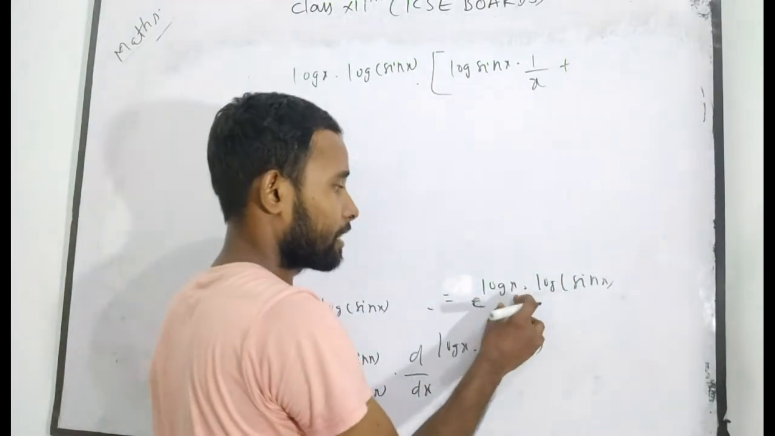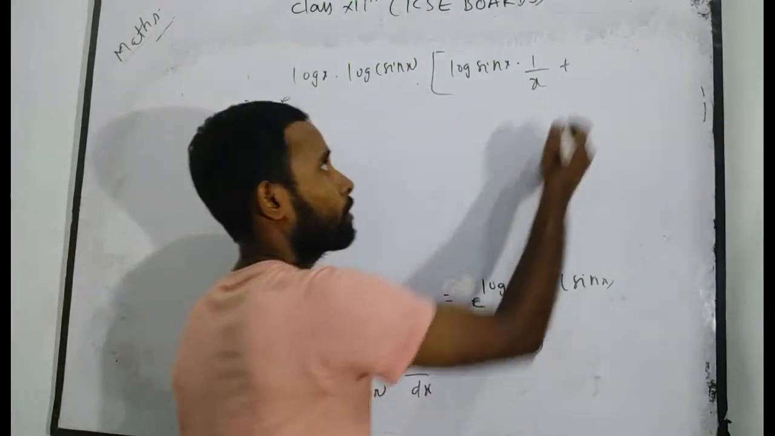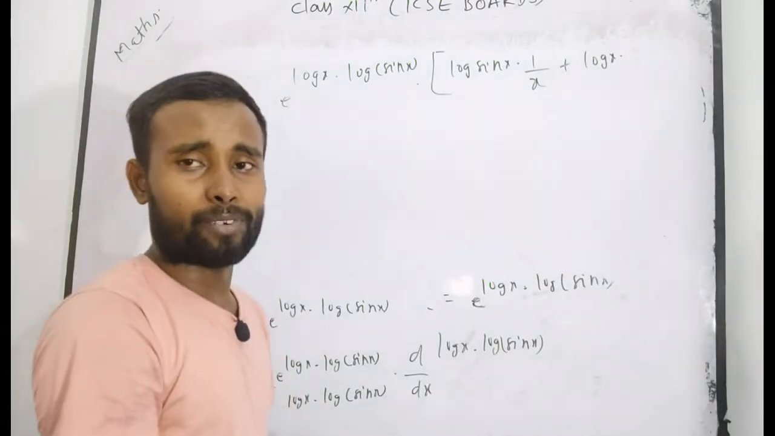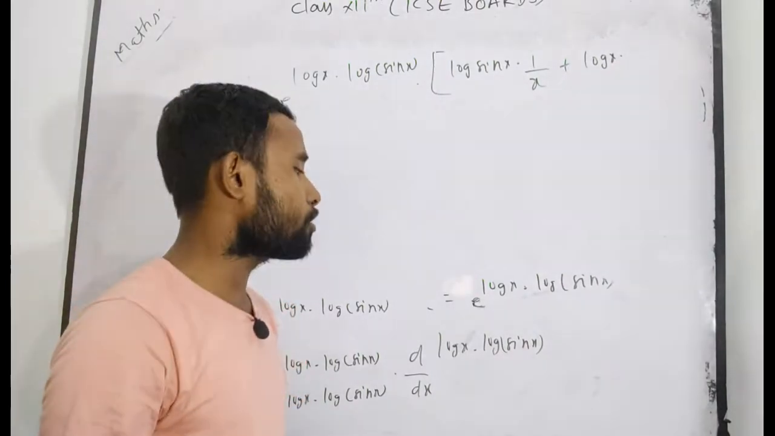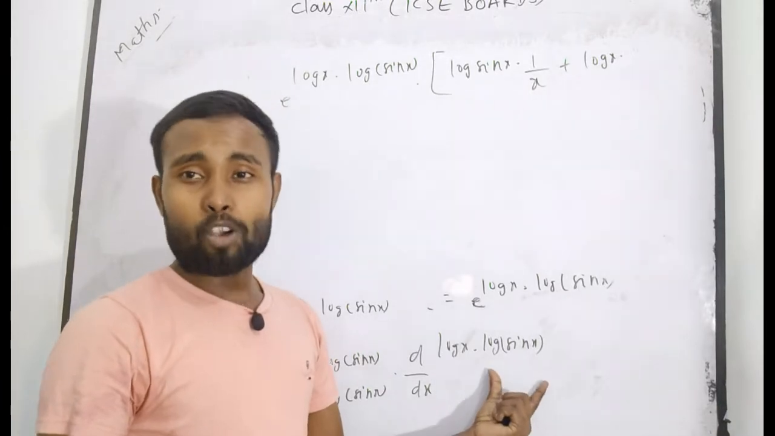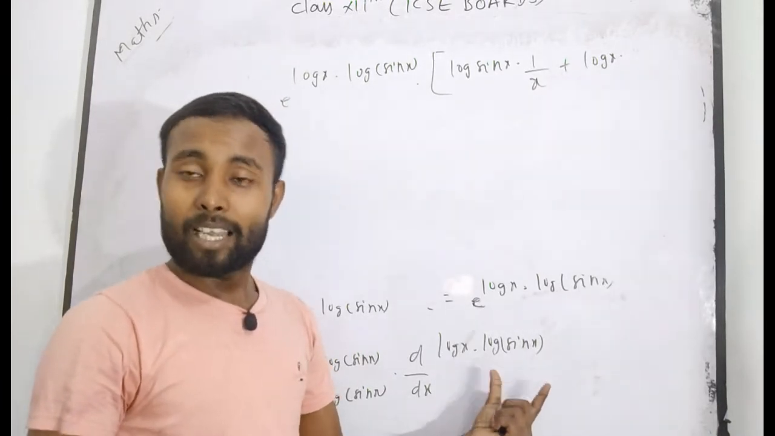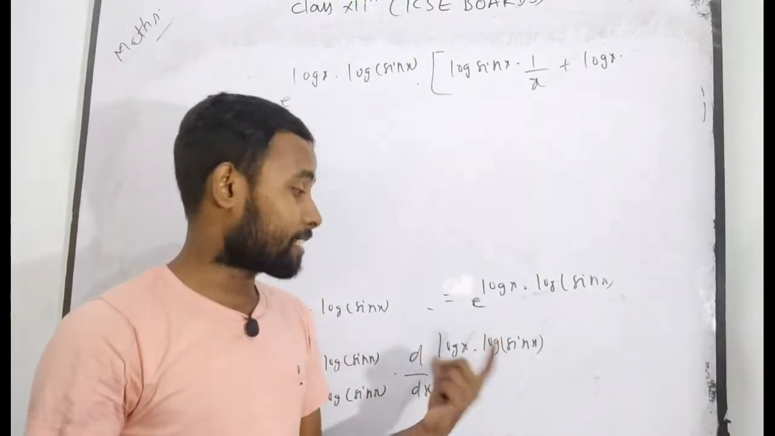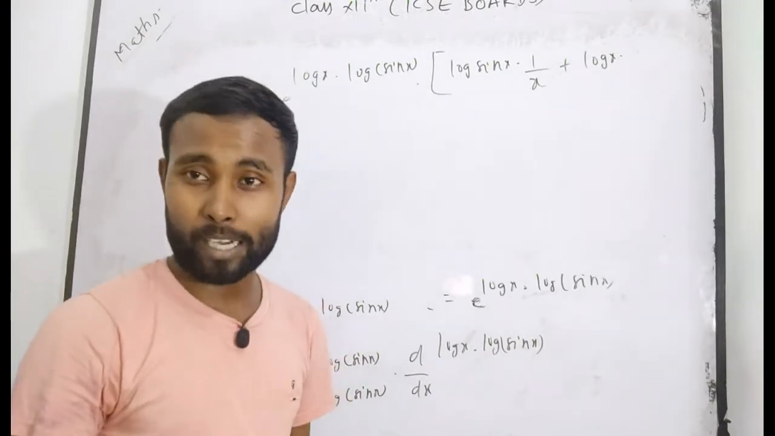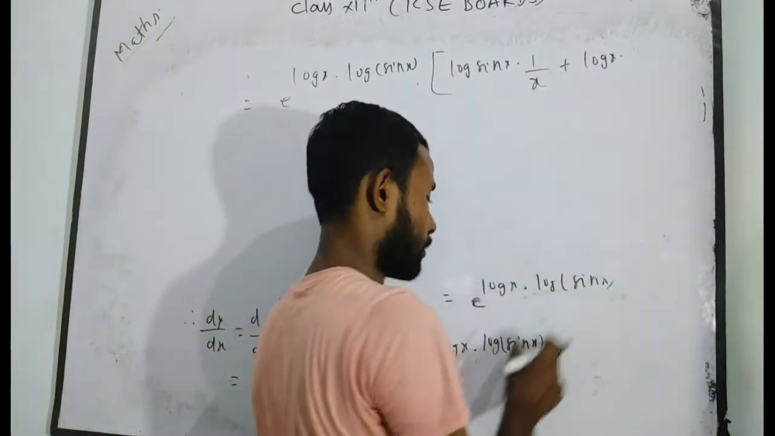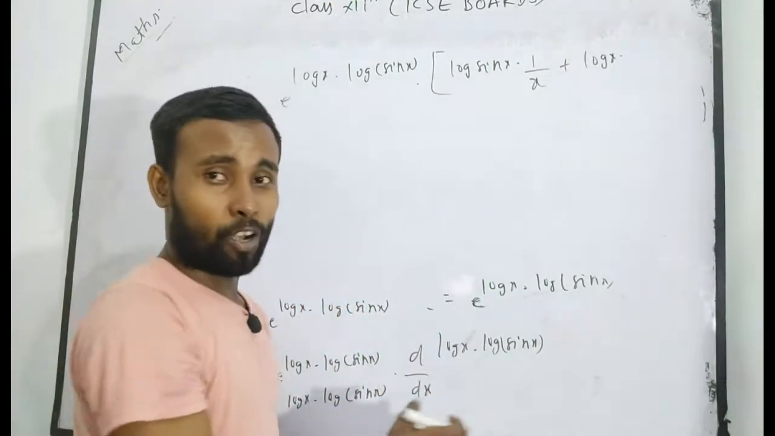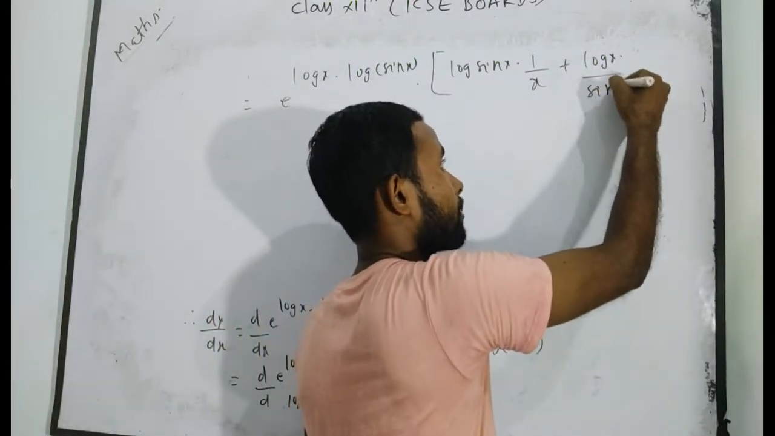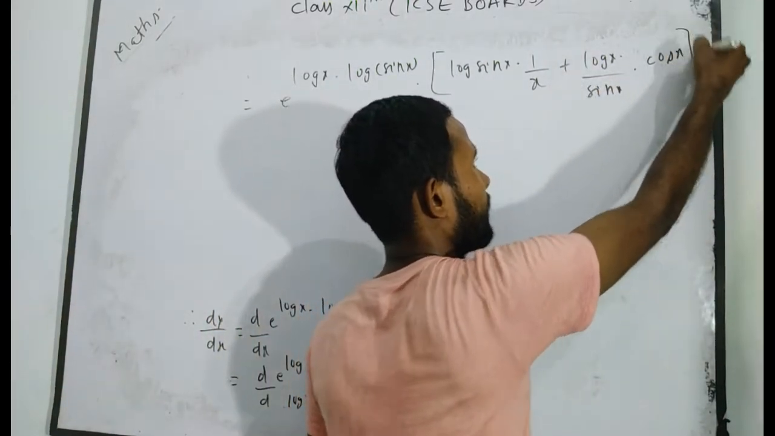Plus, again take log x out and differentiate the other term. When you differentiate log sin x with respect to x, you cannot write it directly. That's why you first write the derivative of log sin x with respect to sin x, and in the second step the derivative of sin x with respect to x. So differentiating log sin x with respect to sin x first, you will get 1 upon sin x, and the derivative of sin x with respect to x will be cos x.